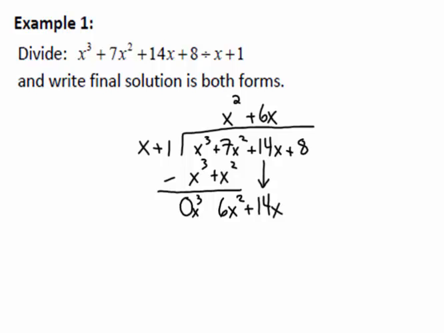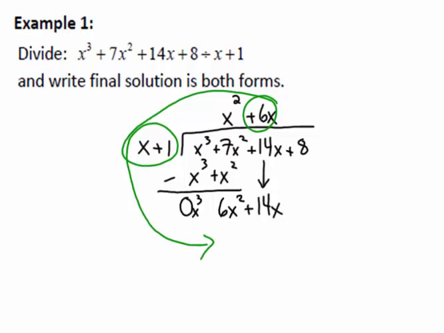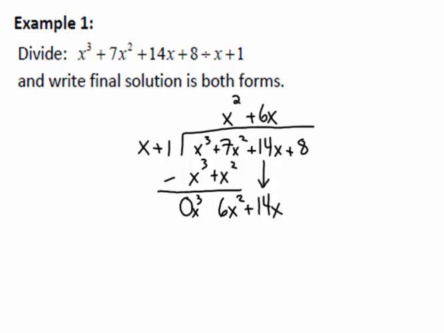Well, again, we're going to do our multiplication. 6x multiplied by both of these terms, and that's going to get written down here. So 6x times x is 6x squared, and 6x times 1 is plus 6x, and now we can subtract. 14x minus 6x is 8x, and again we have that 0x squared term. I'm not going to write it in this time, and one more time we bring down our number, and once again we do one more check.